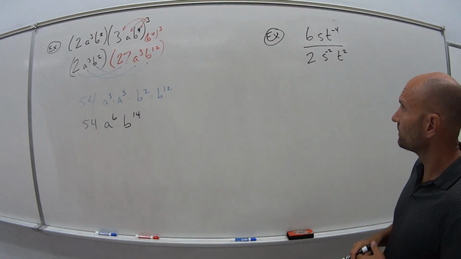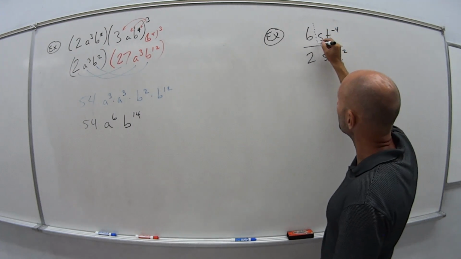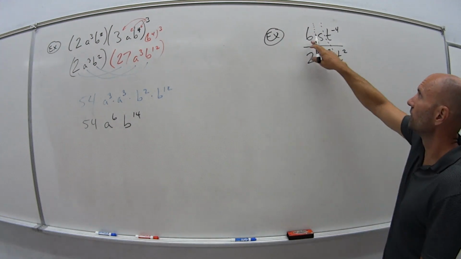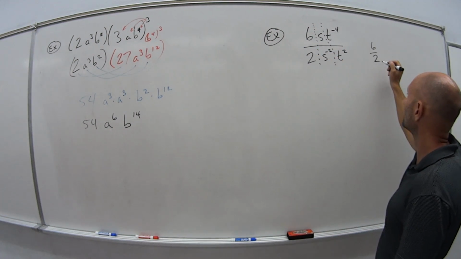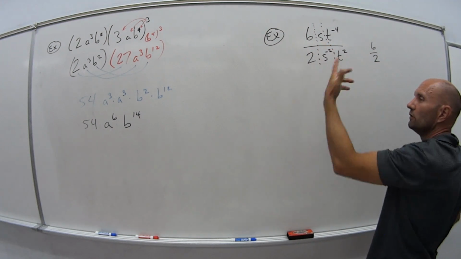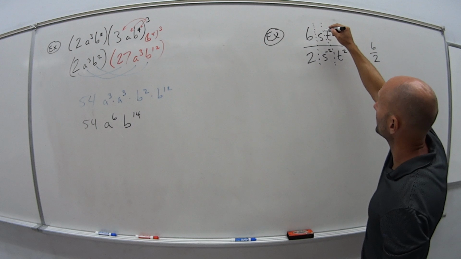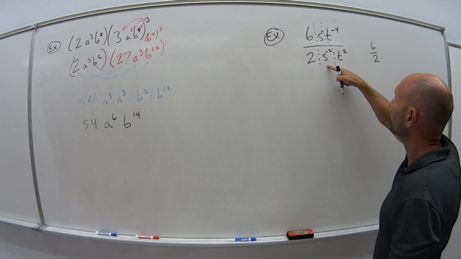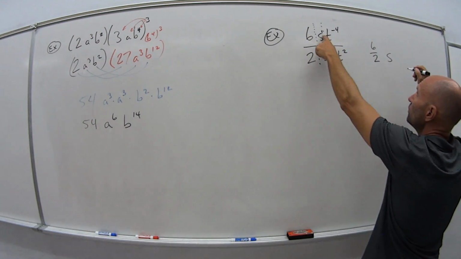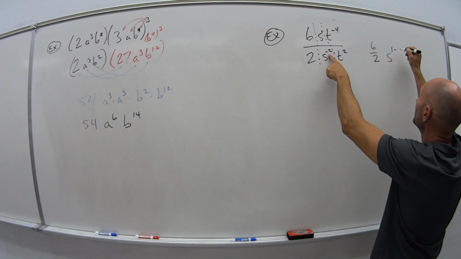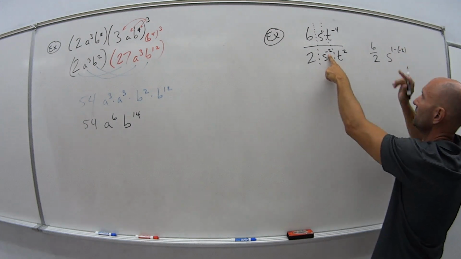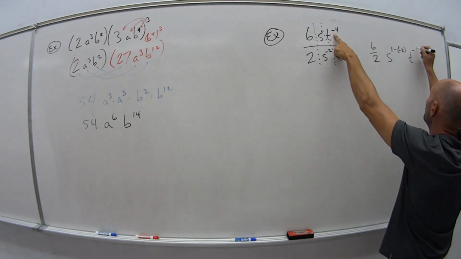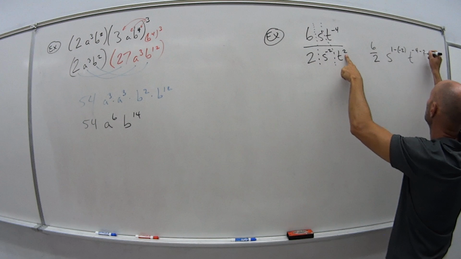All right, welcome back. So we're going to look at this in 3 separate pieces. The number piece, the s's, and the t. So the first is 6 over 2. Here we have what? A division. So we're going to subtract. So this is like an invisible 1 here. We don't see any power, so that means to the first power. So the s is going to be 1 minus a negative 2. Be careful with the negative signs. And then the t portion is negative 4 minus positive 2.